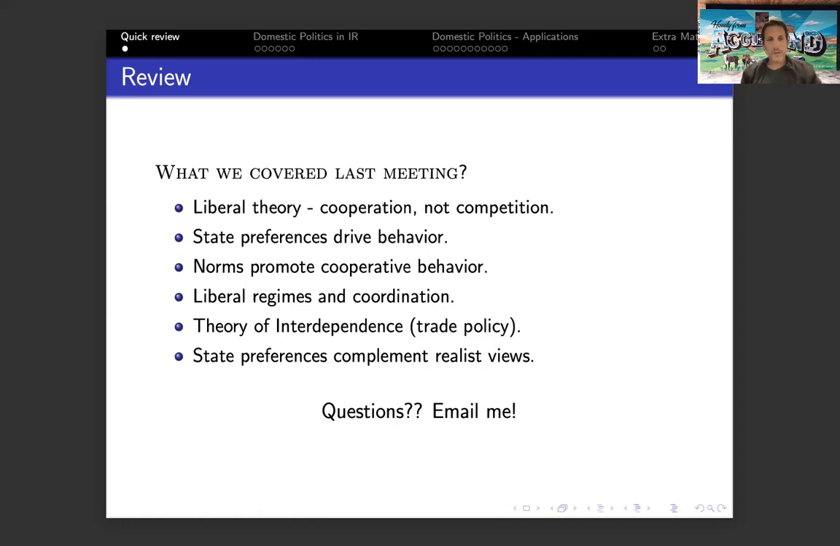Then I talked a little bit about the theory of interdependence in the context of trade policy. How do the actions of one state affect the actions of another state, and how do those serve as constraints? So the trade policies that I engage in in the international system are dependent upon the trade policies that a country like Canada engages in. So we have to actually care and in a way coordinate amongst each other in order to generate more welfare for all of us. And again, overall, the bottom line of the argument here was the importance of state preferences and how they complement the realist views when we explain events that take place in the international system.